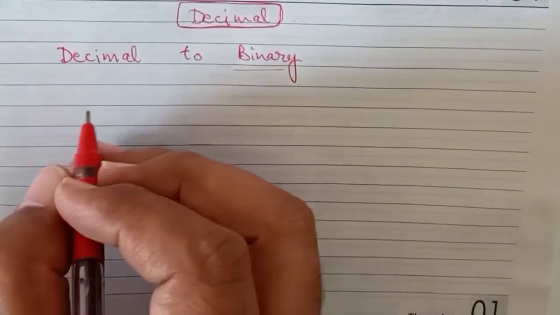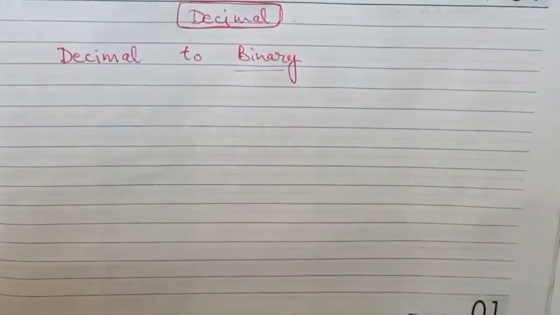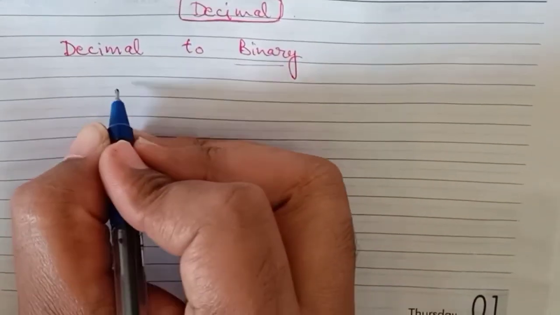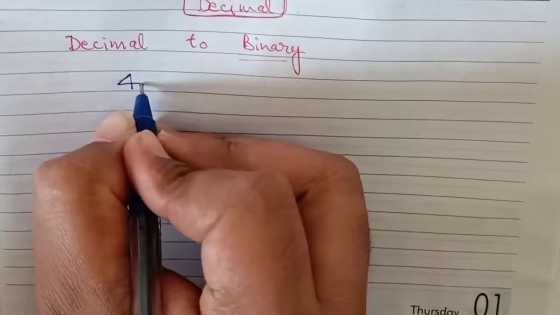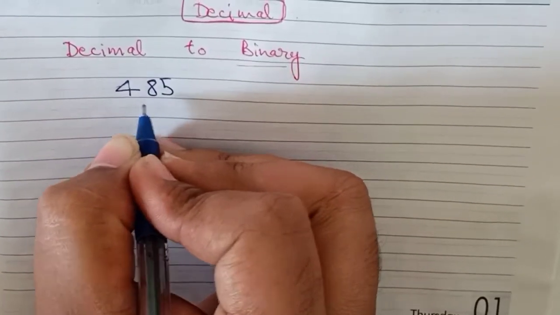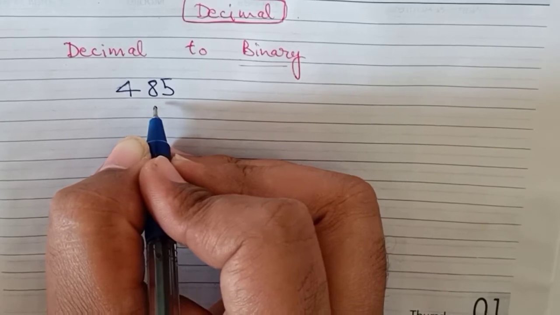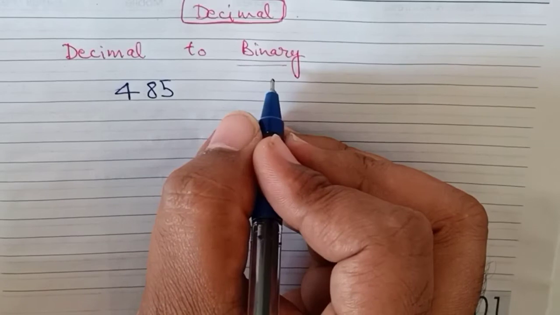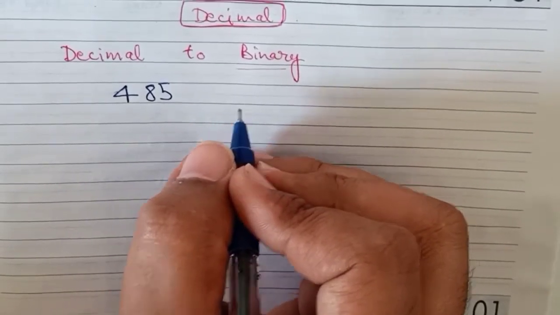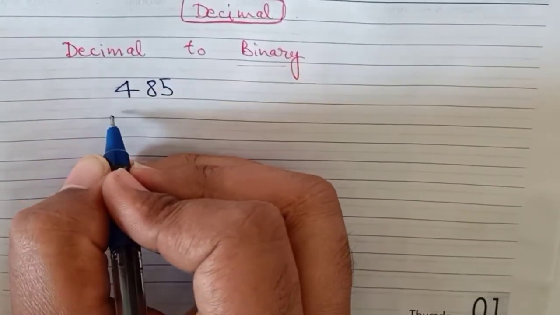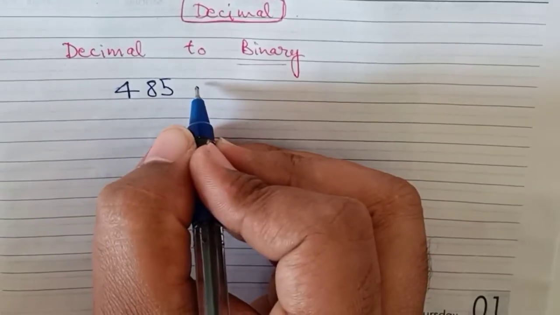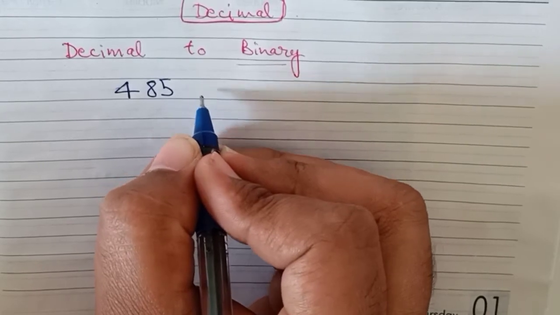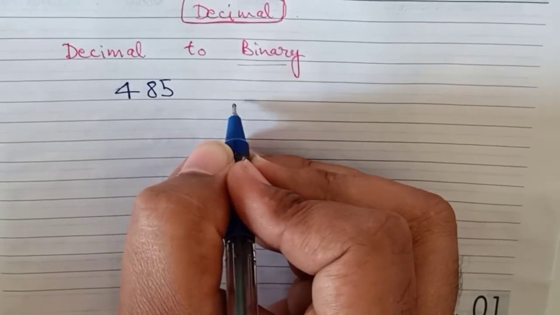Okay, so let us start with an example. Let us take a number. The number is 485. Suppose this is the decimal number which we have to convert into binary. So what will we do? We will keep on dividing this number by 2, and whatever remainder we get, whether it is 0 or 1, we will keep noting it down on this side.